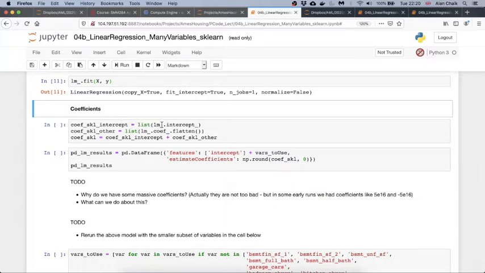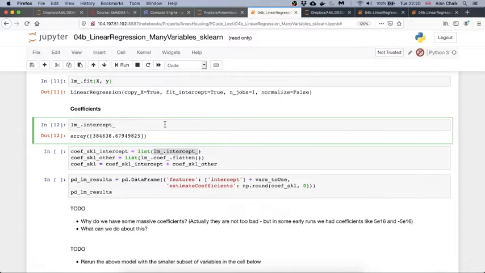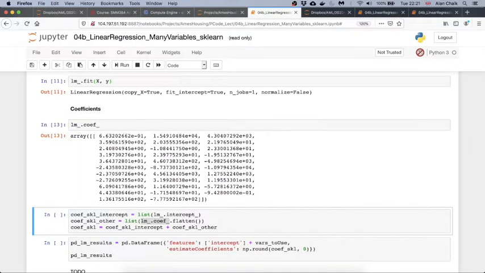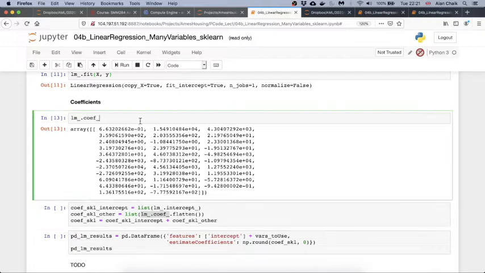Well, lm intercept is going to give us the intercept of the model. We can see that. $384,000. It's an array, as we can see quite clearly. It seems like I want it in a list. How about the coefficients attribute? How is that returned? There you are. It's an array. In fact, it seems to be a two-dimensional array.